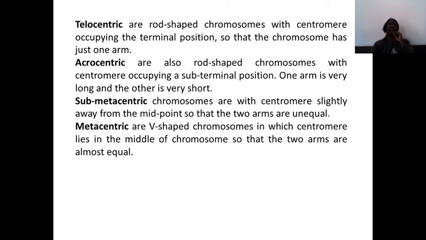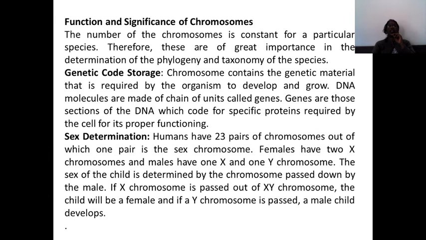Telocentric chromosomes are rod-shaped with the centromere occupying the terminal position, so that the chromosome has just one arm. Acrocentric chromosomes are also rod-shaped with the centromere occupying a subterminal position, due to which one arm is very long and the other is very short. Submetacentric chromosomes have the centromere slightly away from the midpoint so that the two arms are unequal. Metacentric chromosomes are V-shaped in which the centromere lies in the middle of the chromosome so that the two arms are almost equal.